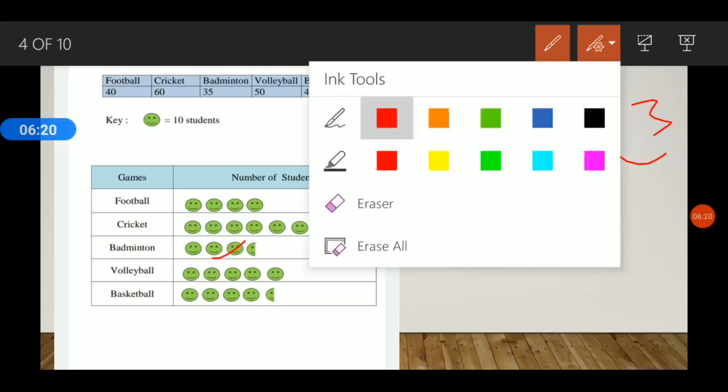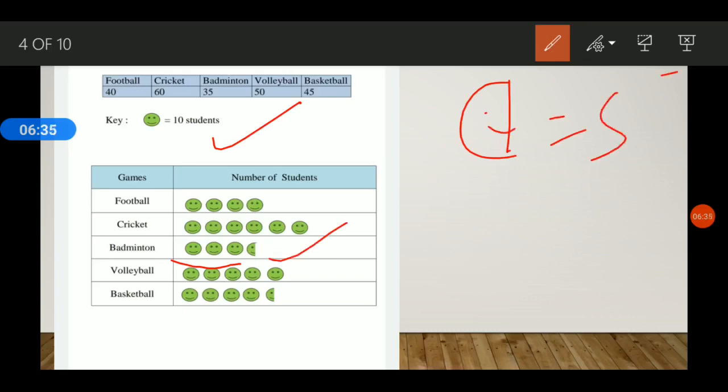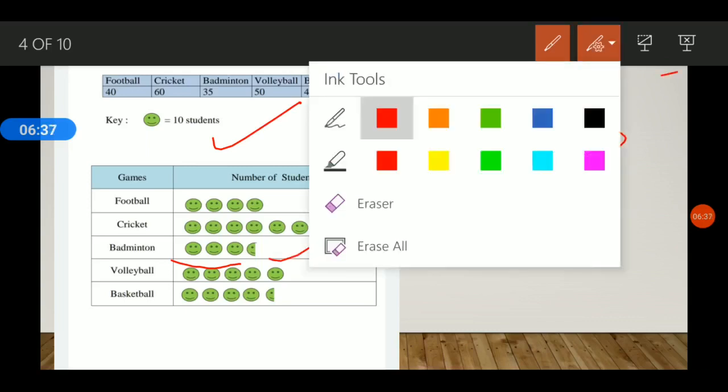But for 5, because here 35 students are there, for 30 we have drawn 3 pictures, and for 5 we will draw half a smiley, because one full picture represents 10 students. So one half smiley represents 5 students. So we have drawn the half smiley here.